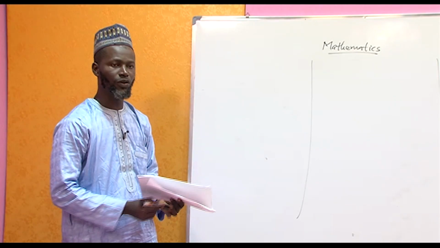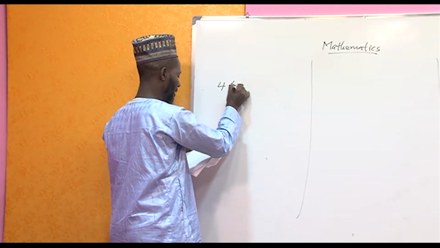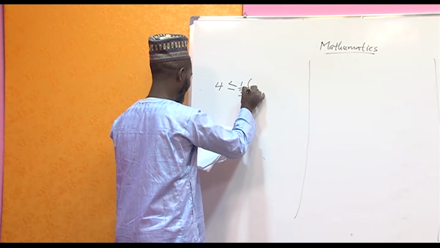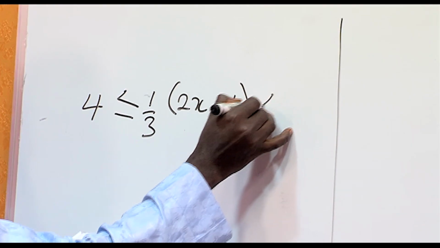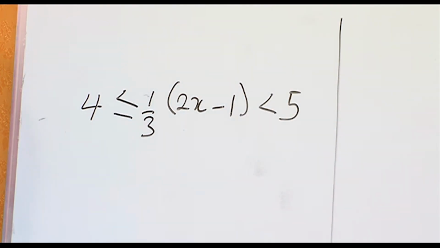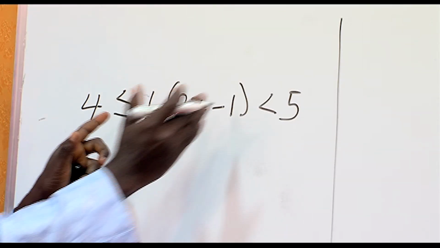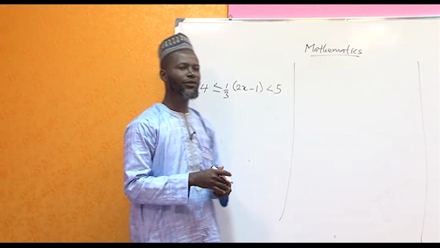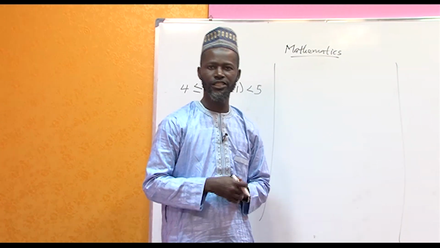Solve this inequality. 4 less than or equal to 1 over 3 into bracket 2x minus 1, less than 5. That is, we are given a combination of 3 things. This is one, this is the middle one, and this is the last one. If you are given this, how are you going to solve it? This is a kind of simultaneous inequality.